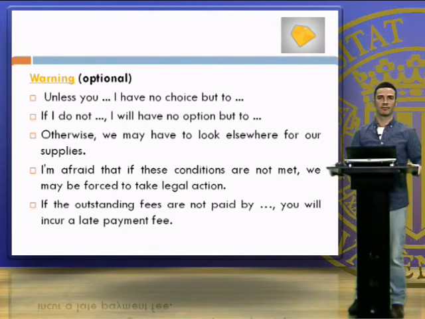Unless you, I have no choice but to. If I do not, I will have no option but to. Otherwise, we may have to look elsewhere for our supplies. I'm afraid that if these conditions are not met, we may be forced to take legal action. If the outstanding fees are not paid by, you will incur a late payment fee.